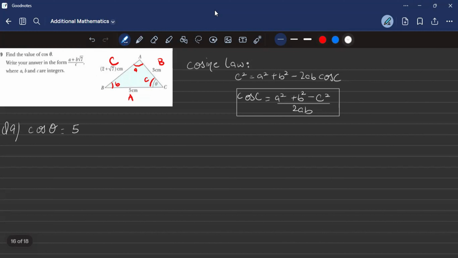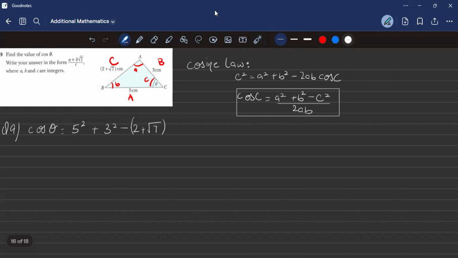5 centimeter is a, so a squared is 5 squared, plus b squared. So where is angle B? This is angle B, so this side is b. I don't know if you can see my cursor, but this is angle B, so the opposite side is b. So we are going to say 5 plus, what is b squared? This is 3 squared. Minus c squared. This is angle C, and the opposite of that angle would be 2 plus under root 7. So 2 plus under root 7.